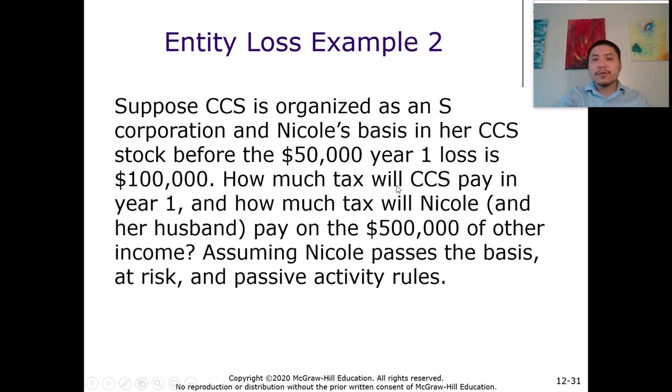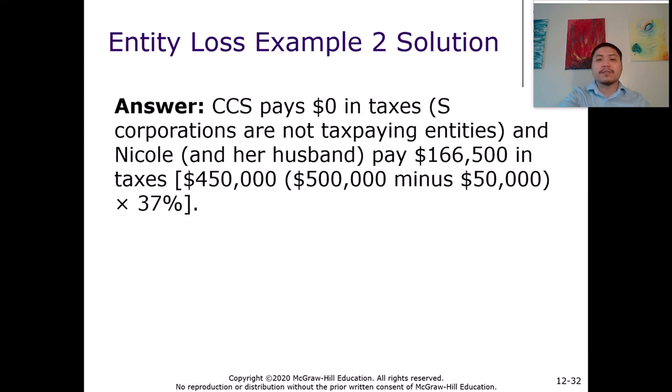And since Nicole's basis is $100,000 and she passes the basis, at-risk, and passive activity rules, she can deduct the whole $50,000 loss to offset her husband's income, because they're filing jointly. So we can use the $50,000 to offset the $500,000 of taxable income. Now the taxable income becomes $450,000, and we multiply that by 37% to get the tax liability amount.